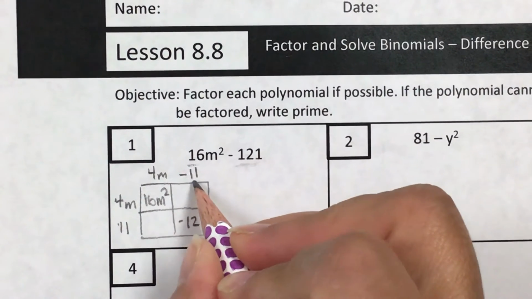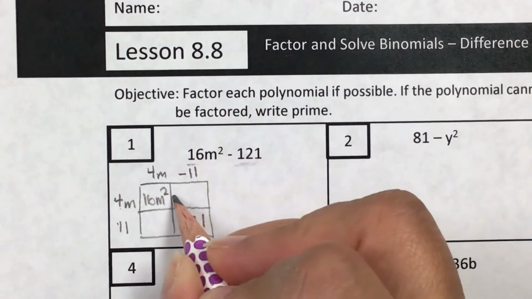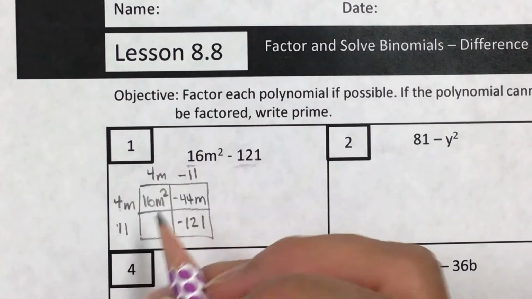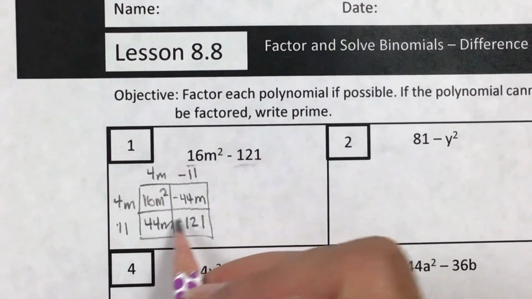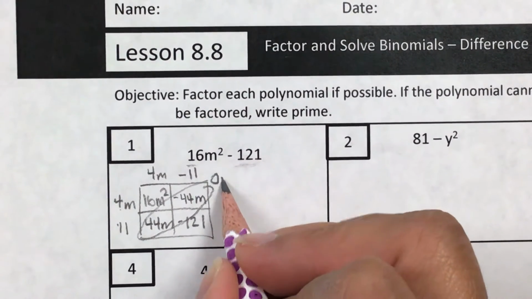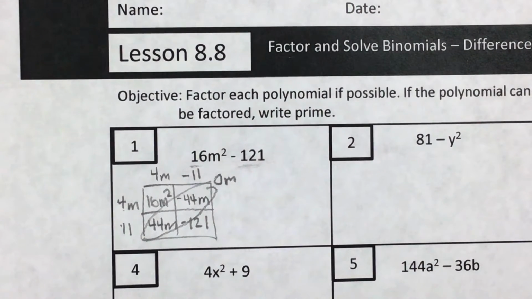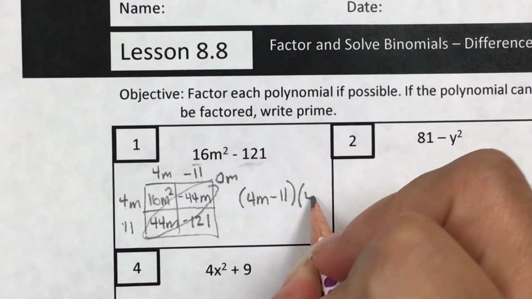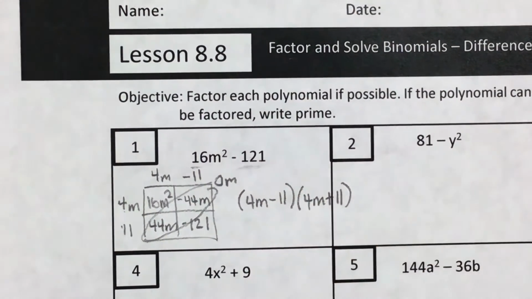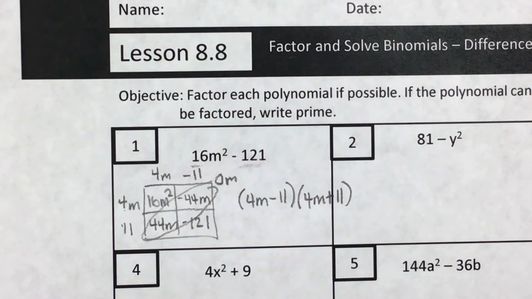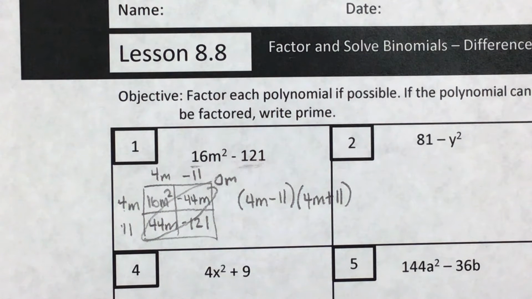But watch this. 11 times a positive 4m is a negative 44m. A positive 11 with a positive 4m is a positive 44m. And they end up canceling out. There is no middle term. There's no 0m that needs to be written. So we know that these are the correct factors, making 4m minus 11 and 4m plus 11 the factors of these two sections. Please keep an eye out. You have to be careful. We want to see if there's a plus sign or a minus sign. We have to see if both of these two terms are the same.